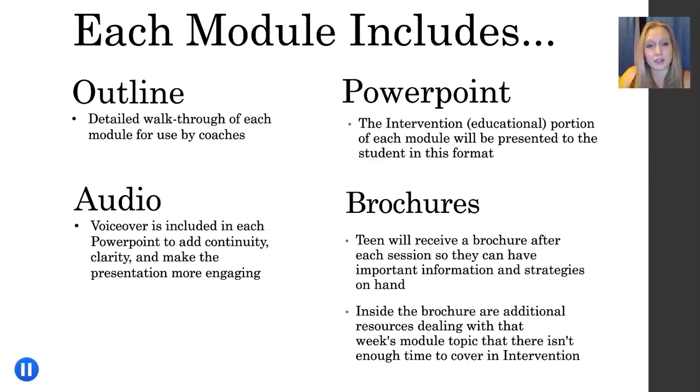The audio is within the PowerPoint, and this voiceover is included in each PowerPoint to add continuity, clarity, and make the presentation more engaging. The teen will receive a brochure after each session so they can have important information and strategies on hand. Inside the brochure are additional resources dealing with that week's module topic that there isn't enough time to cover during the intervention.